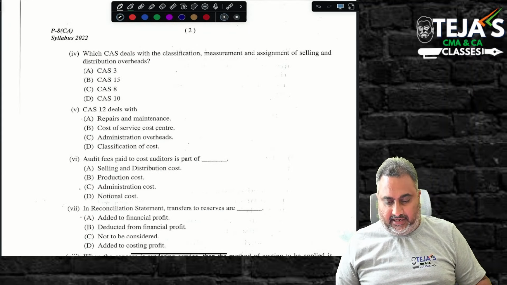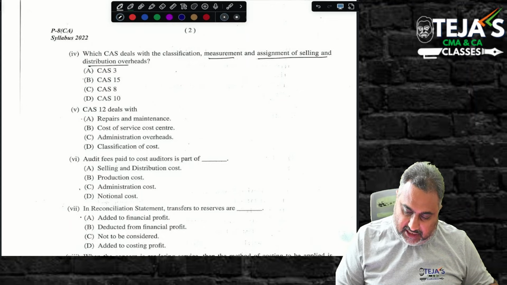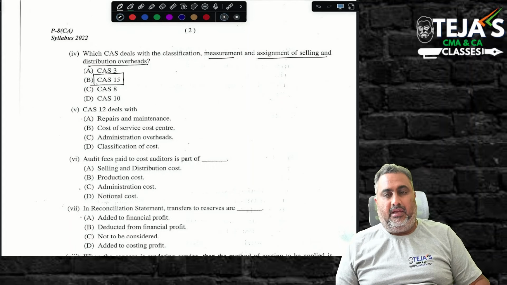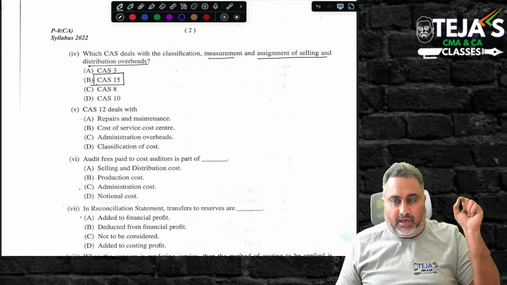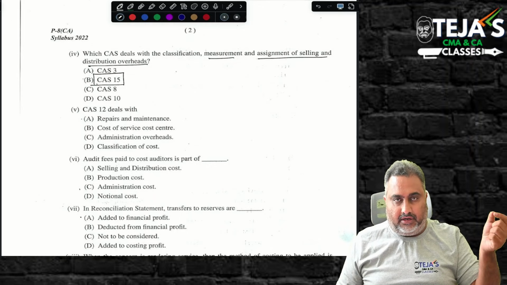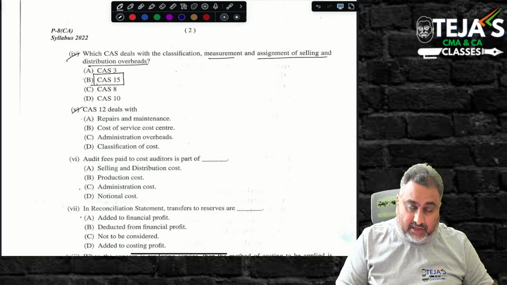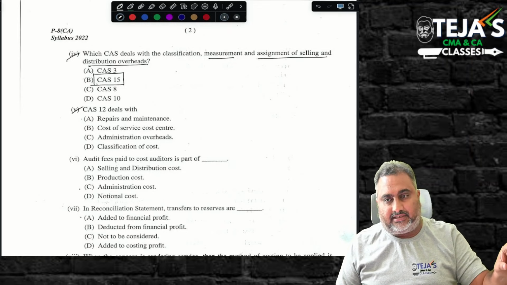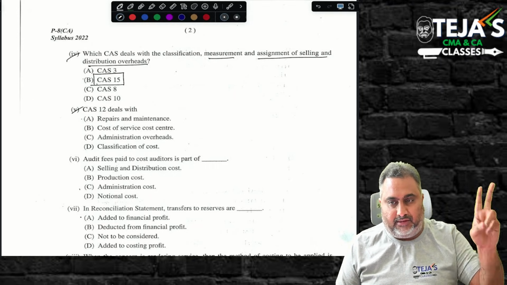Cost accounting standard deals with the classification, measurement, and assignment of selling and distribution overheads. Cost accounting standard 15. Sir, I told you several times that this MCQ is important. Sometimes they will give you the number and ask you the name, sometimes they will give you the name and ask you the number. Both the MCQs are already given. I told you, even from the expected questions point of view, read the cost accounting standards. And compulsorily you can get one theory question from these two MCQs.